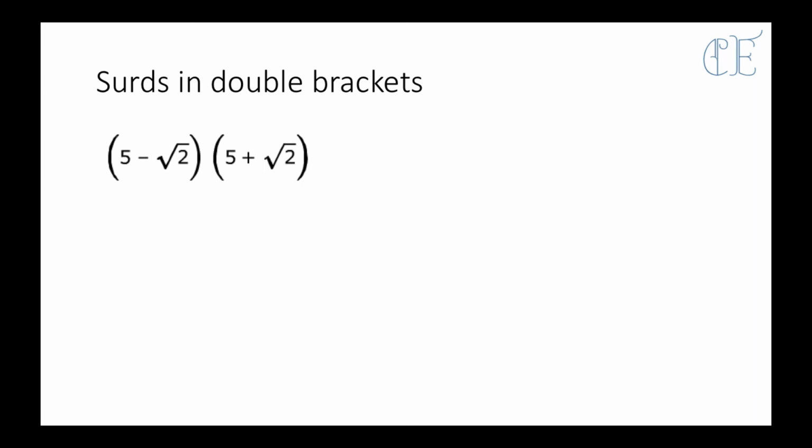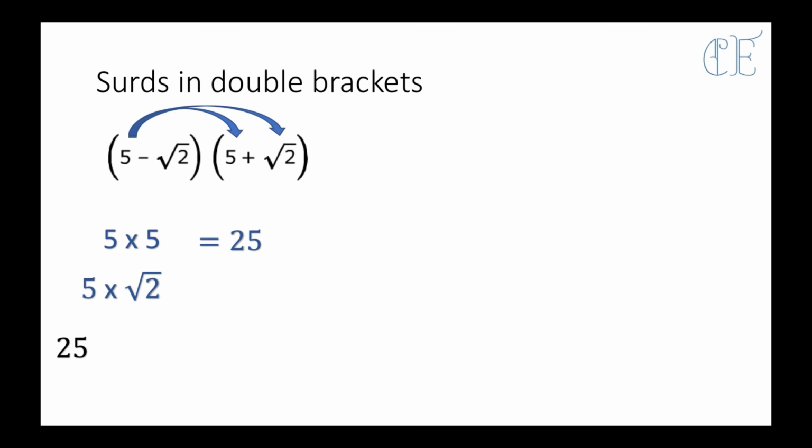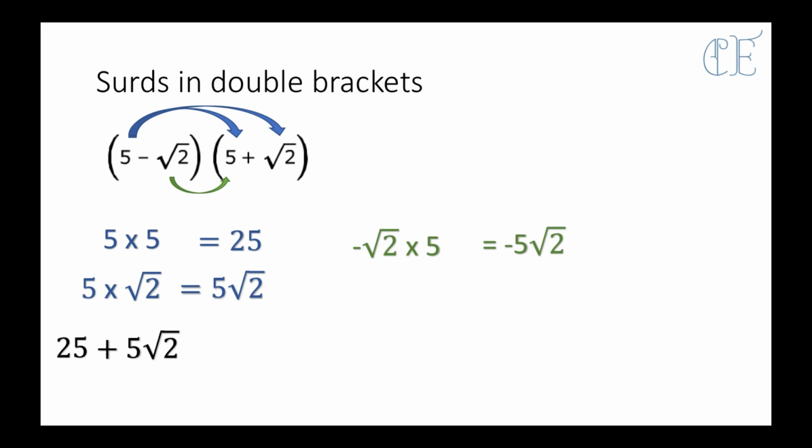Okay, if you've paused the video and had a go, let's do the question. So the first thing we need to do is 5 times 5, which is 25, and pop that down there. Then we do 5 times root 2, which is 5 root 2, and we pop that down there. Then we do minus root 2 times 5, which is going to be minus 5 root 2. Then we do minus root 2 times positive root 2.